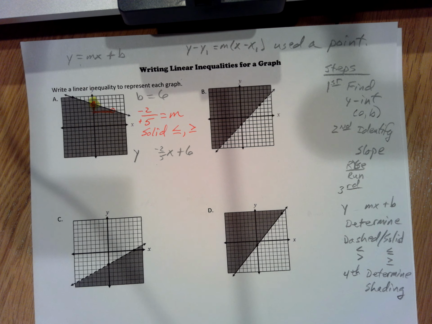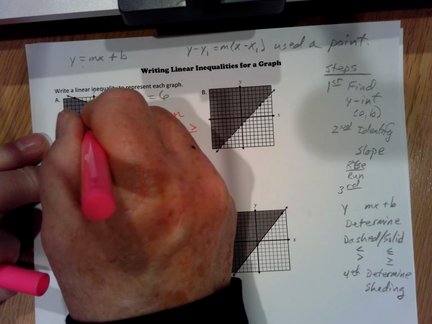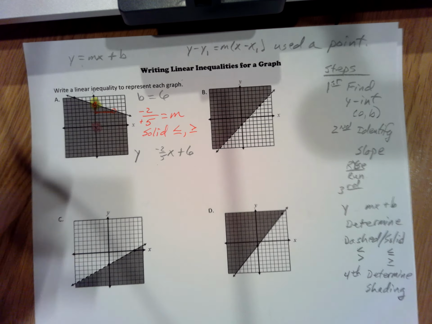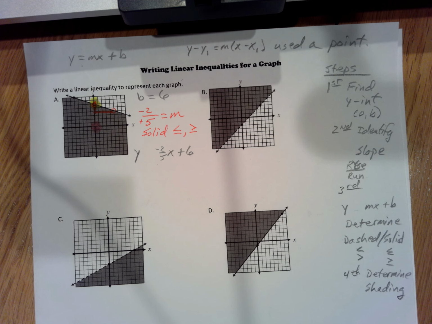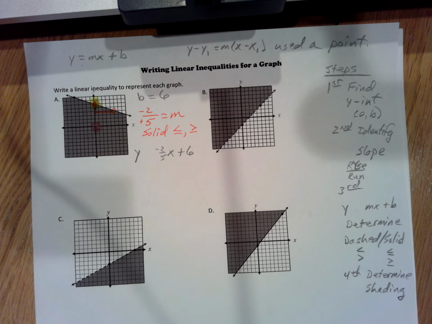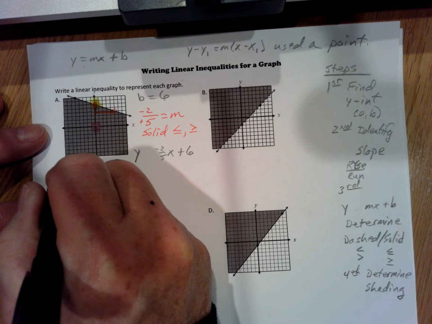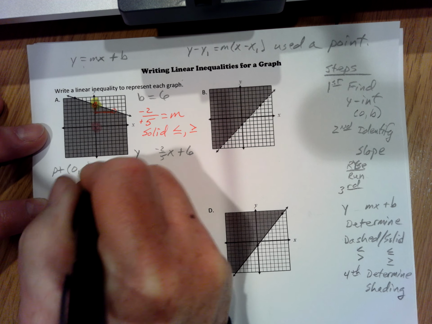I don't know if it's going to show up for you, but I'm going to pick that number right there that I just made a big circle around. I'm going to use 0, 0. So this is x and this is y.